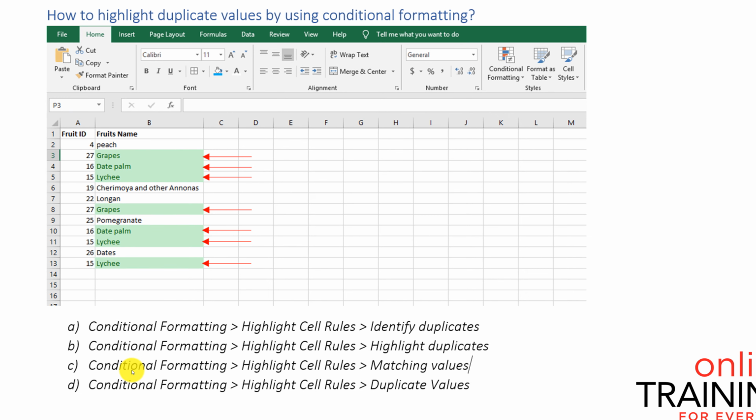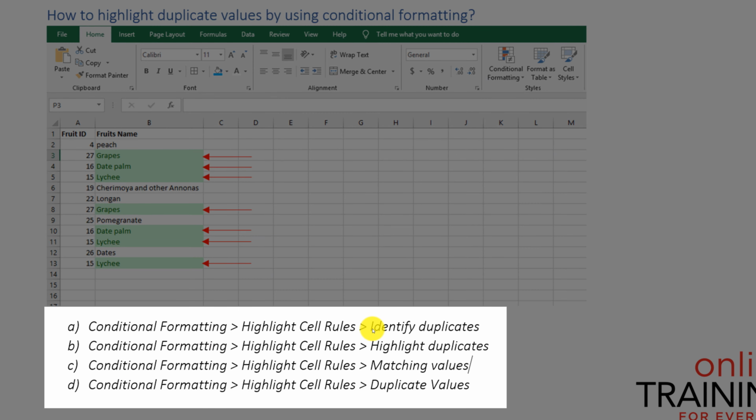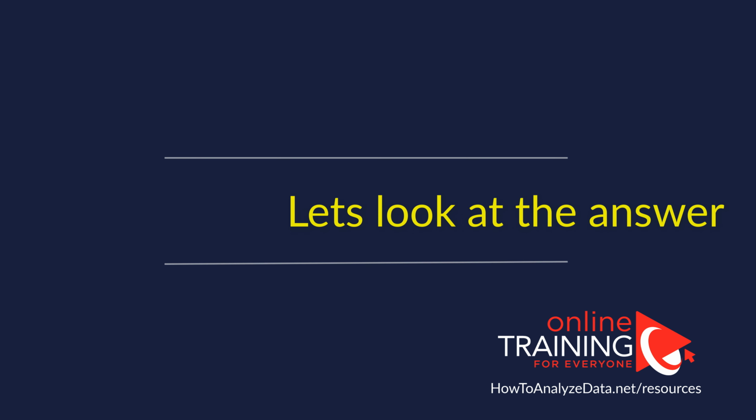And there are four possible choices. And you have all the choices pretty much the same, but the last part of the selection is different. You have identify duplicates, you have highlight duplicates, matching values, and then you have duplicate values. Seems like a technicality, but these are the types of questions that you get on the test. So what do you think is the right answer?